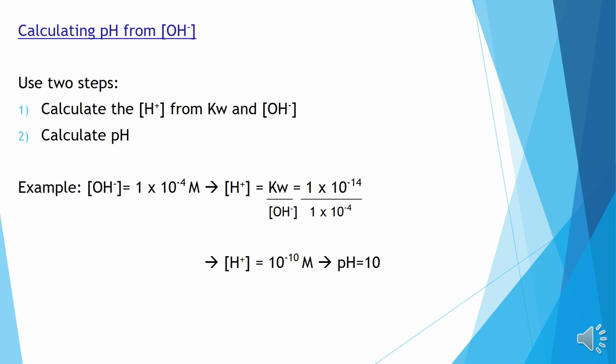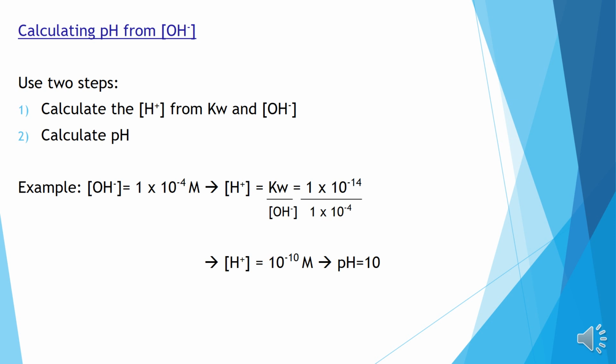The last one is how to calculate the pH from the concentration of OH minus. Here we have to use two steps. The first step is to calculate the concentration of H plus from the Kw, which is the ion product of water, and the concentration of OH minus. Then the second step is to calculate pH. Let's take an example here.